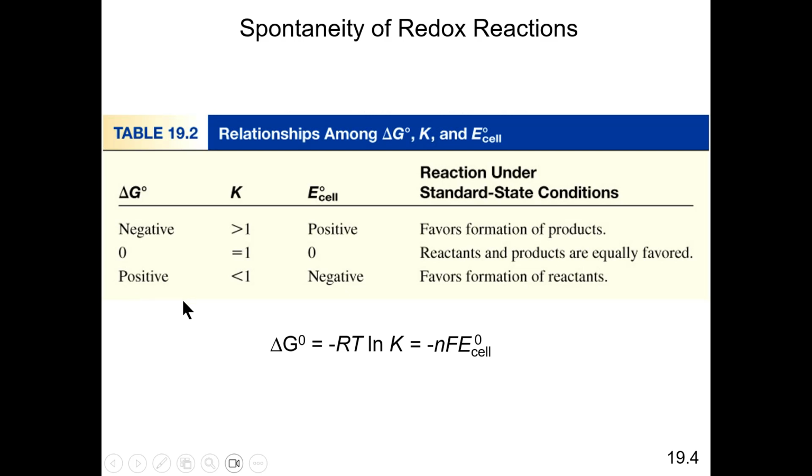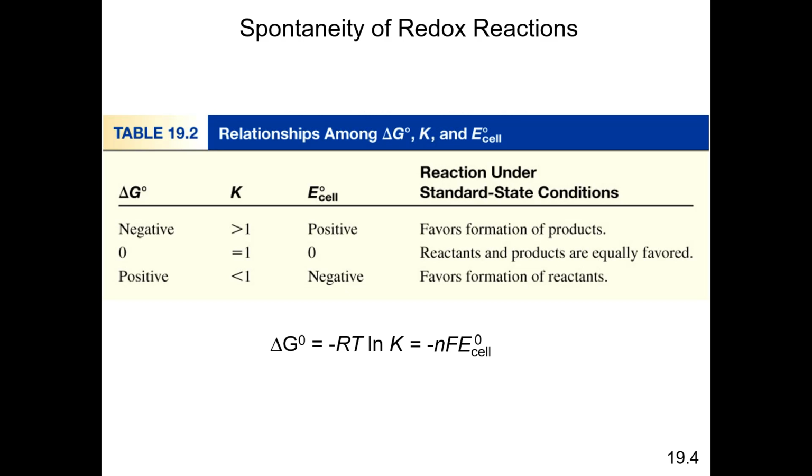On the other hand, or the third item here, if delta G is positive, which means that the reactants are favored, not the products, that means that K must be less than 1, which means that the standard EMF must be negative, all right? So that's basically a summary of the relationship between the standard free energy, the standard EMF of the cell, and the equilibrium constant of the reaction involved in the cell.